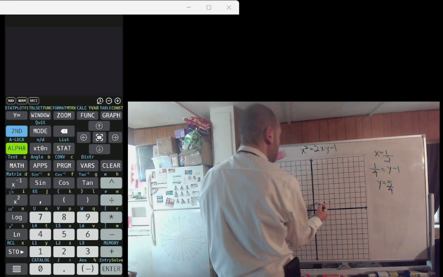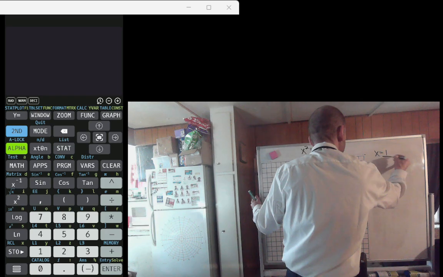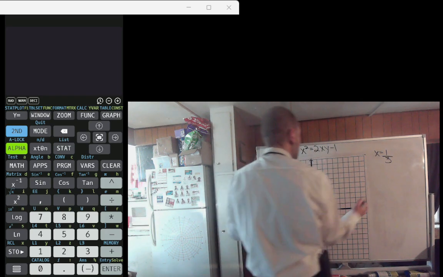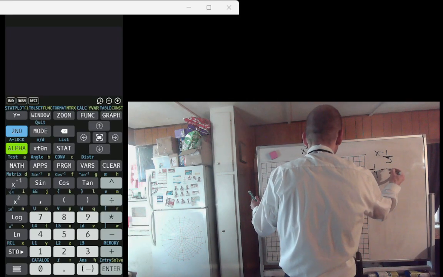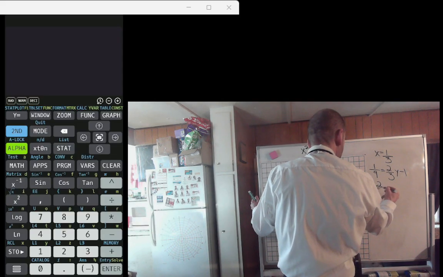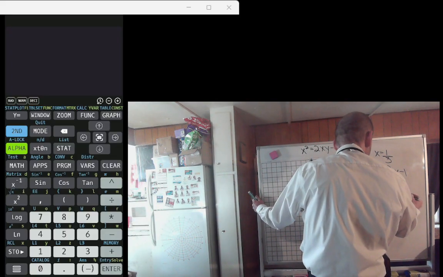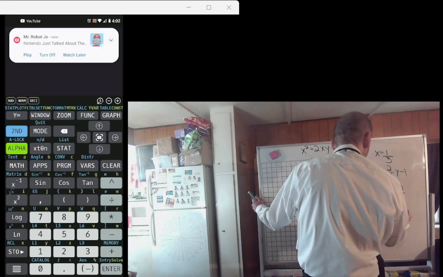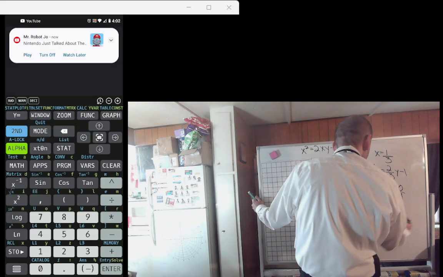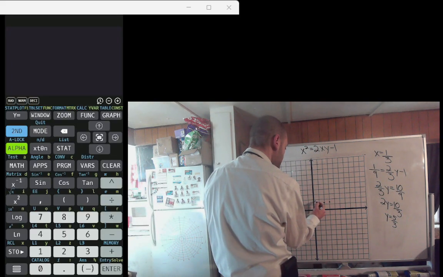So that'd be 1 1/4. Let's do x equals 1/3, just for good measure. X equals 1/3, so that would give you 1/9 equals 2/3 y minus 1, which would give you 2/3 y would equal 10/9. 2y would equal 10/3. Y would equal 5/3. That'd be 1 1/3. So you're going back up again.